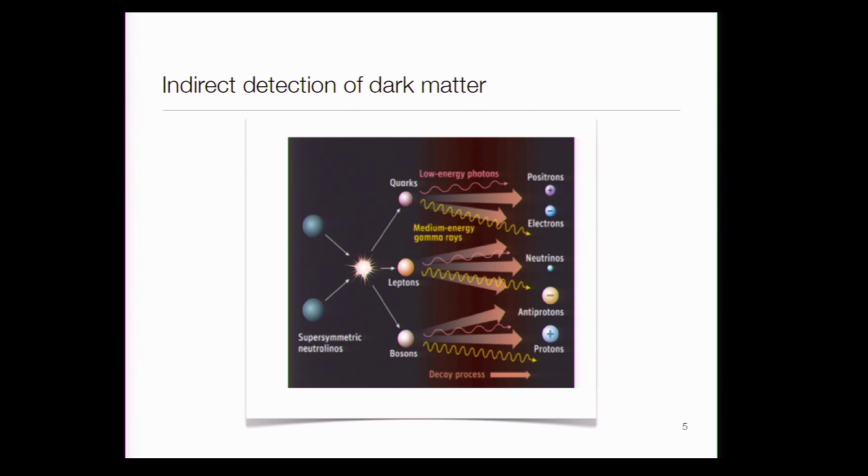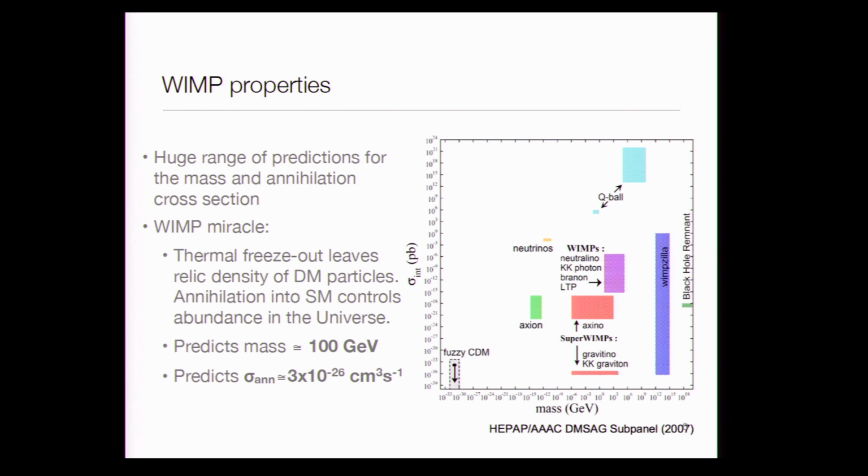Okay, so I talk about the indirect detection of dark matter. So the idea is rather straightforward. Supersymmetric neutralinos, in this case, annihilate, produce all kinds of standard model particles, and then eventually what comes out are either cosmic rays, so positrons, electrons, protons, etc., or gamma rays. And as I go along, I will focus on the gamma rays.